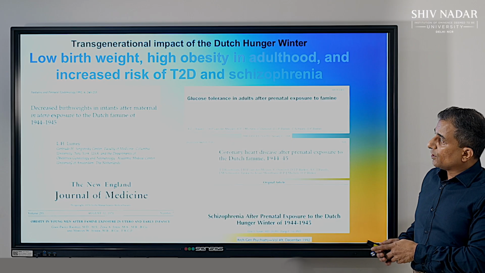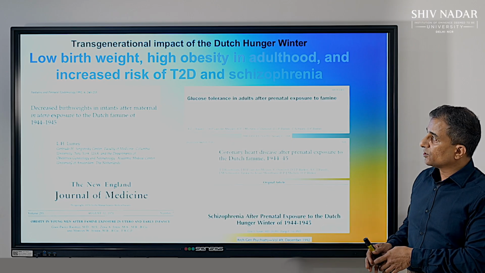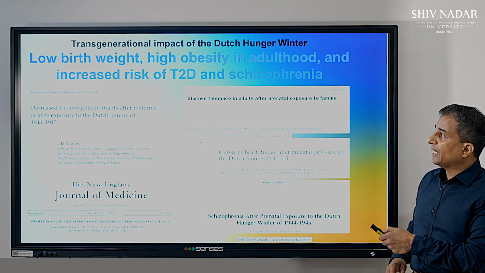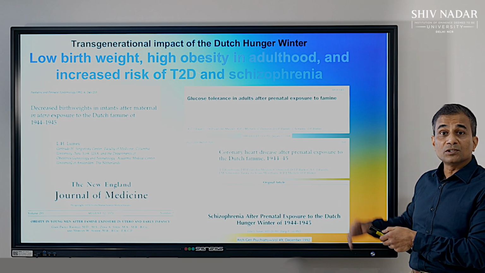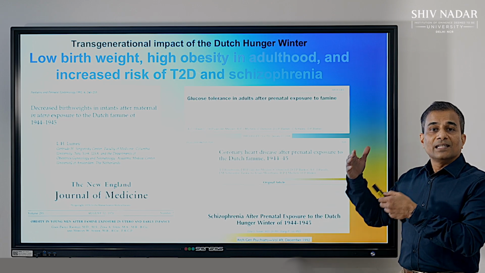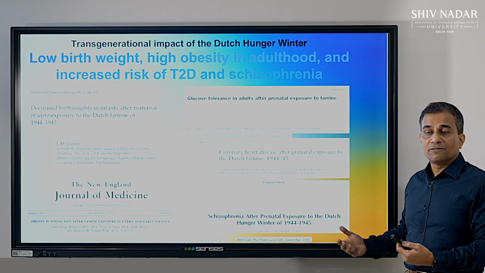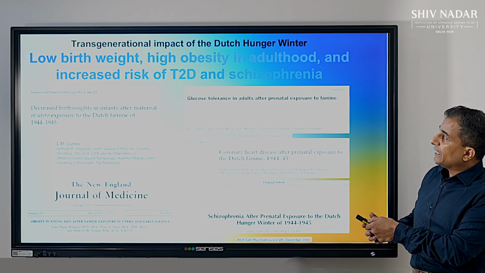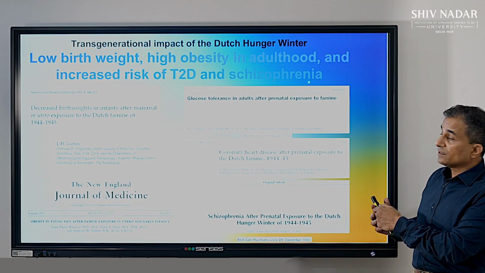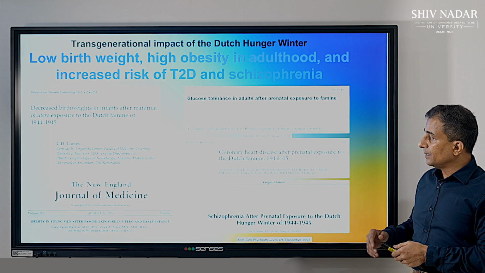And you can clearly see, all these papers have shown, this is the published information, that these children had low birth weight, high obesity, which is again counterintuitive, right? Because the parents were starved in utero, the babies were also starved, but then in adulthood they became obese. And of course they had increased risk of type 2 diabetes and schizophrenia, again a mental disorder.